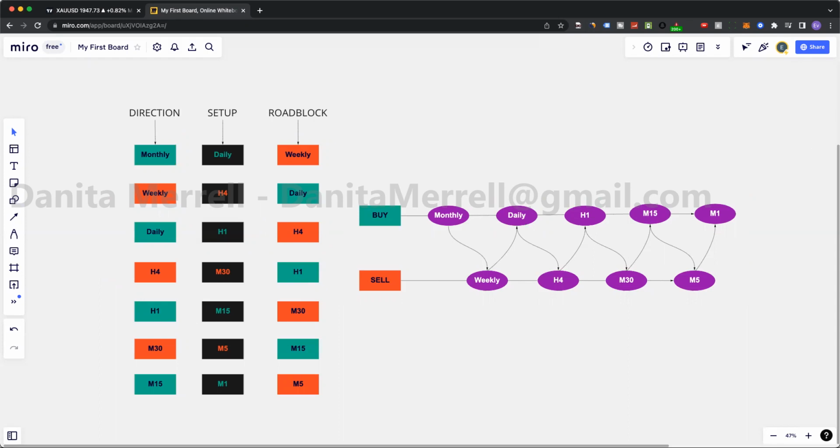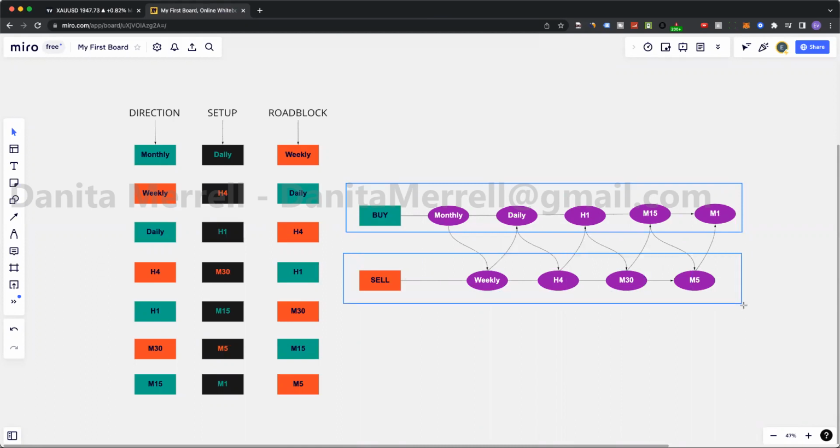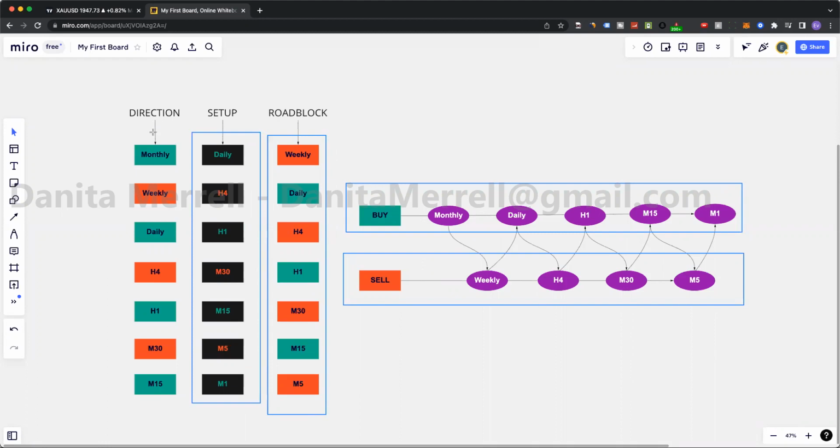you just have to understand that there are two sets of time frames for whatever direction, and that they're going to be the opposite. And your opposite is your roadblock. Your setup is going to be two time frames lower, your direction of your higher time frame.